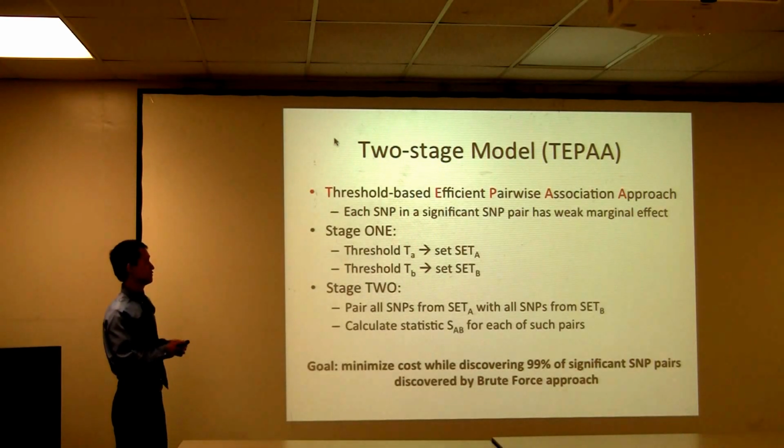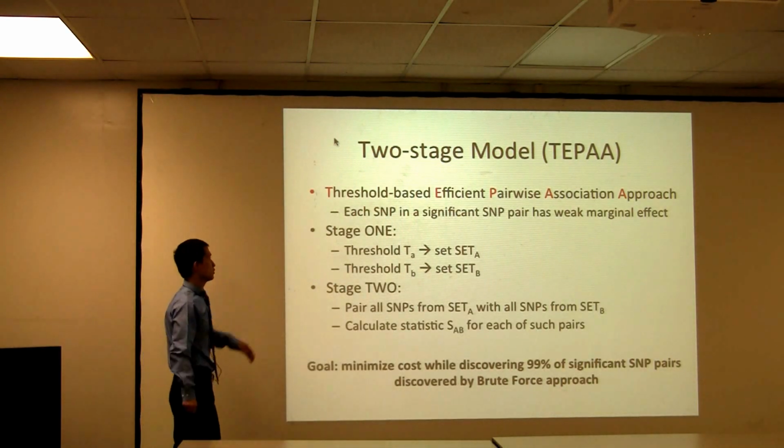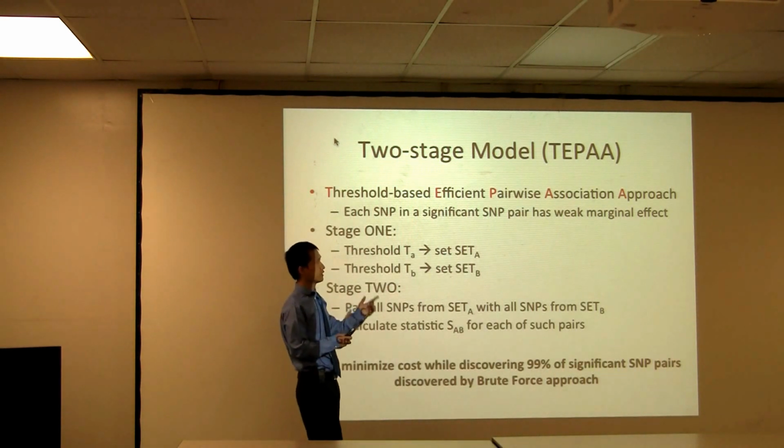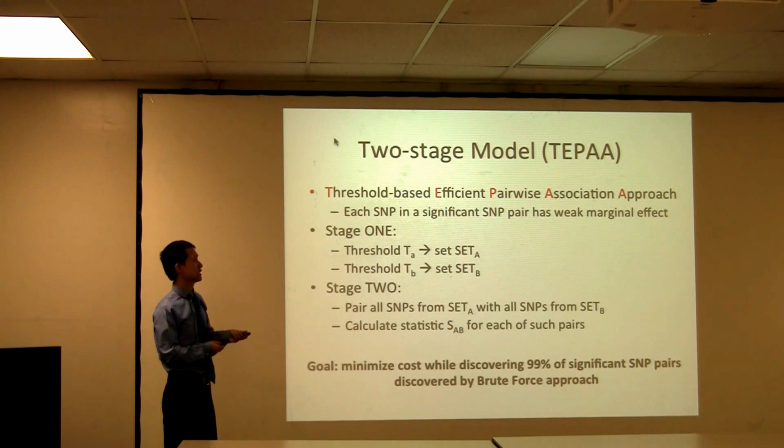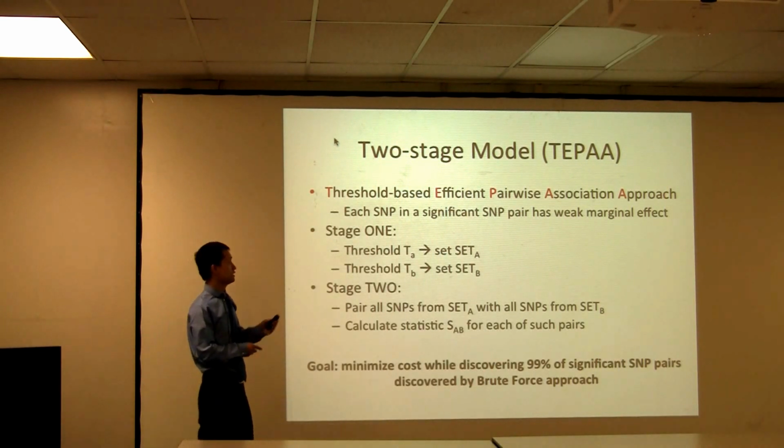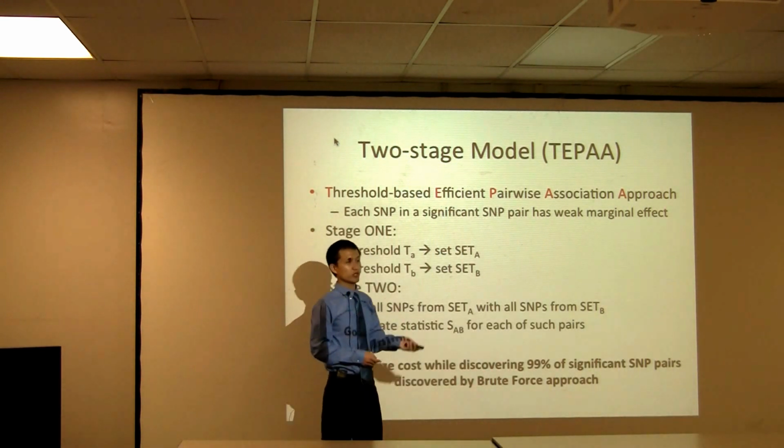So based on this observation, we proposed a threshold-based efficient pairwise association approach. We call it TEPA. The intuition of this model is that each SNP in a significant SNP pair has a weak marginal effect.